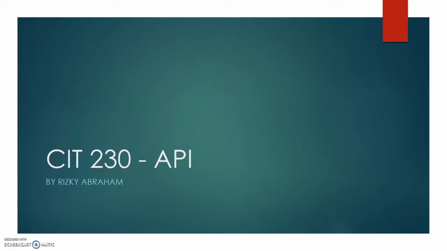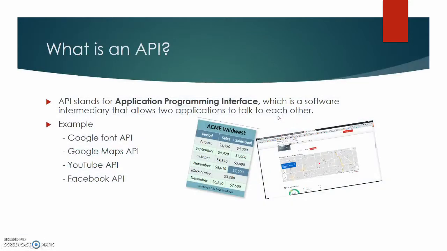For this week's presentation, I'm trying to explain about API. And first, we need to know what is an API. API stands for Application Programming Interface, which is a software intermediary that allows two applications to talk to each other.